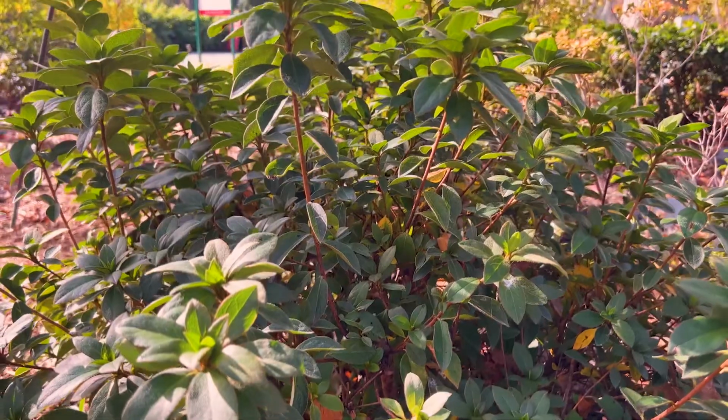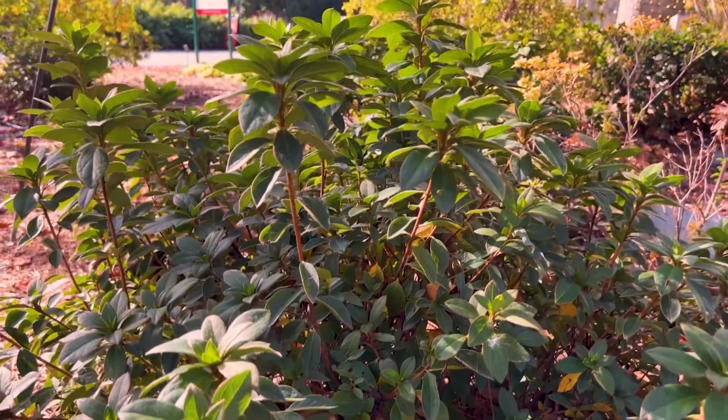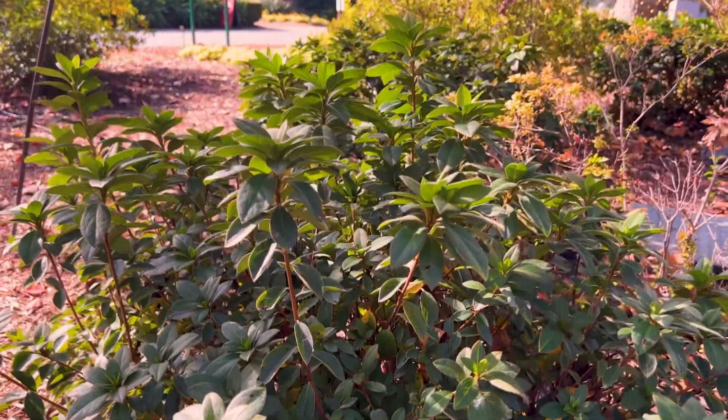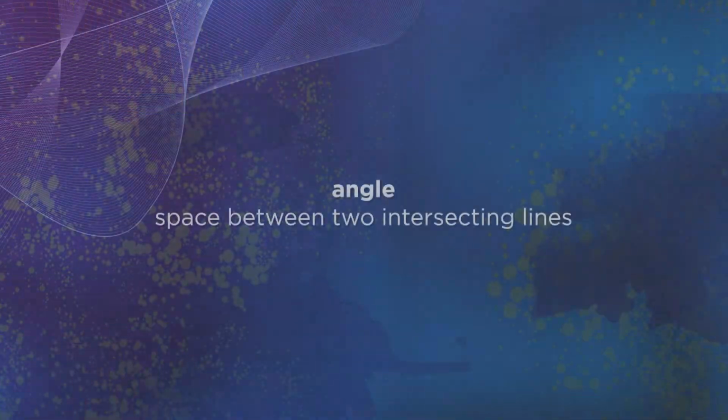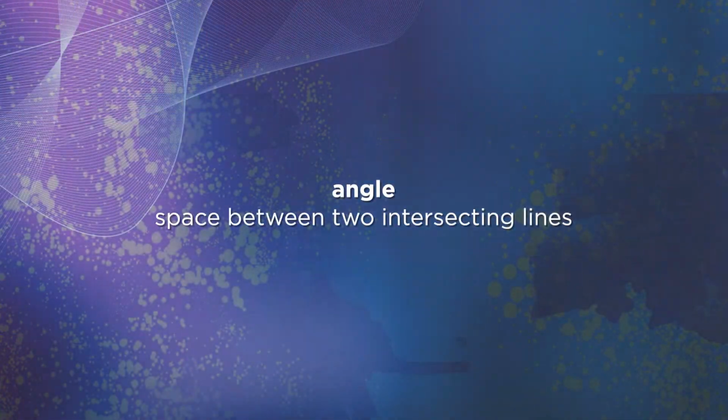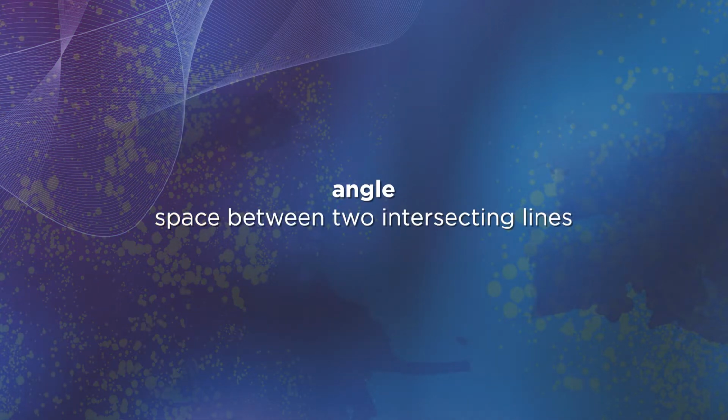I think angles might have something to do with keeping the leaves spaced out. It looks like the angle between two leaves that come right after each other on the plant are about the same. An angle is simply the space between two intersecting lines.